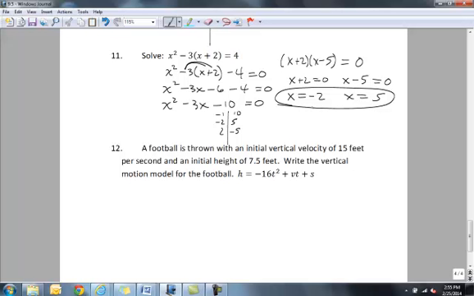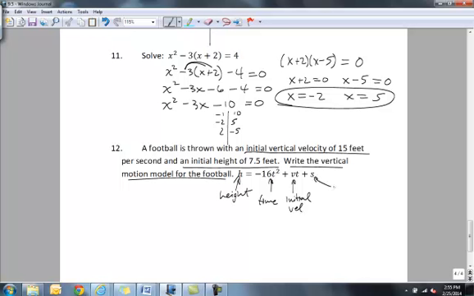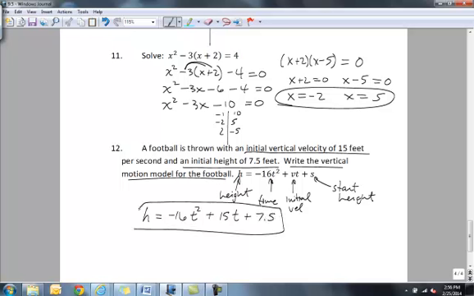A football is thrown with an initial vertical velocity of 15 feet. Important. An initial height of 7.5 feet. Important. Right, the vertical motion model for the football. Remember that H stands for the height at any time, T stands for time, V stands for initial velocity, S stands for starting height. So, if you haven't already tried it, here we go. The vertical motion model would be H equals negative 16t squared plus 15t plus 7.5. I'm not going to do anything more with that for the moment. I just wanted to make sure that you stayed current with how to set those up.